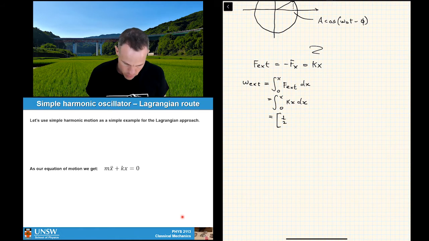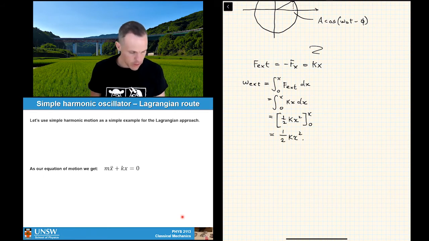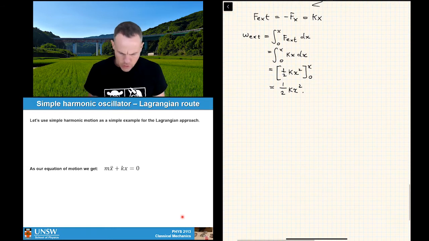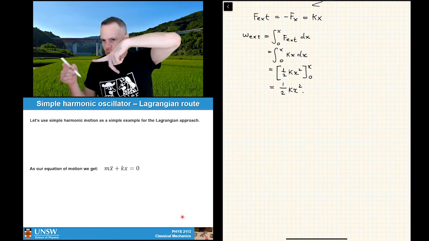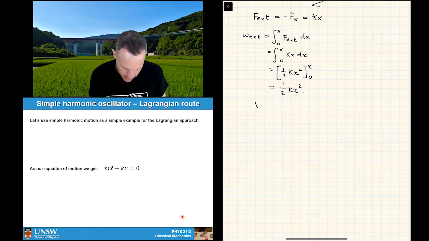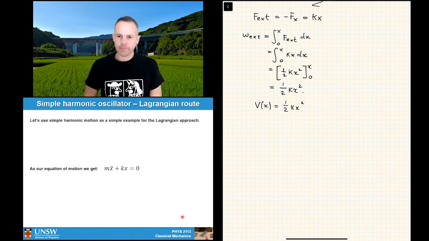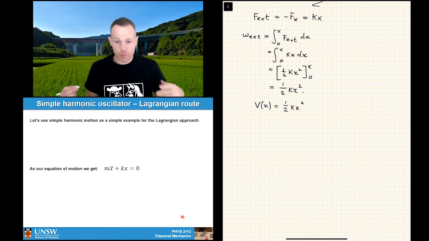The integral of this is kx squared, and we've got to run that between limits of x and 0, and of course we get out our half kx squared, okay? And then what we do here is we go, okay, well, the work we've done on this thing gets put into the potential energy. So the potential energy now at the position x is going to be equal to a half kx squared, okay? Perfectly logical, perfectly okay.